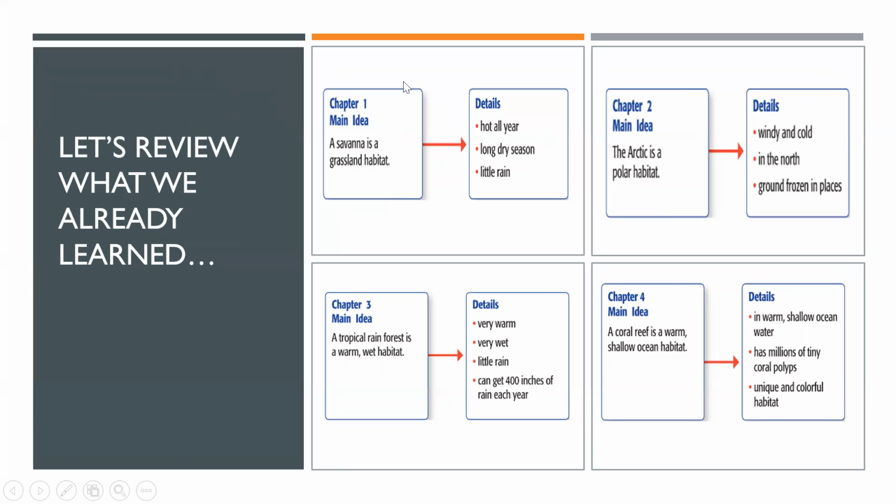So what is this book mostly about? This whole book is mostly about, I see the word habitat, habitat, habitat, habitat. I see that word over and over again. There are different kinds of habitats. There's the savanna, the Arctic, tropical rainforest, and coral reef. These tell me that I think the main idea of the whole book is that there are many habitats in the world.